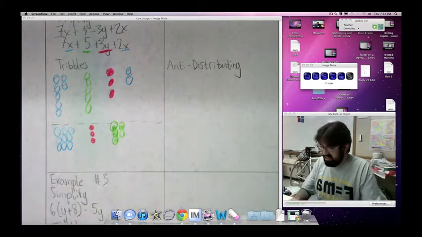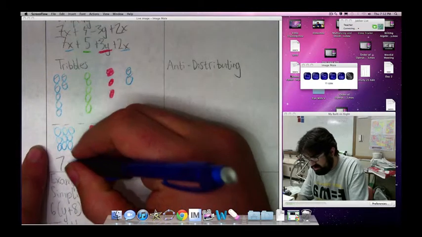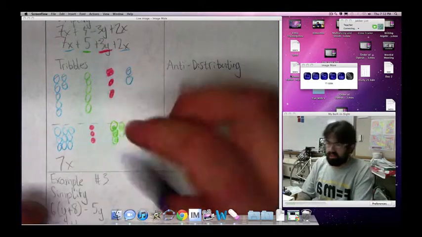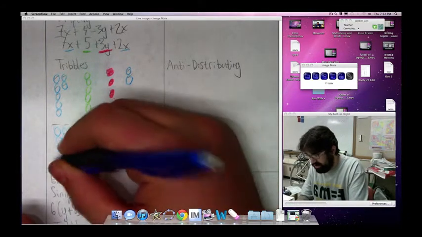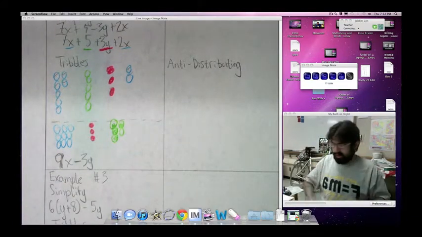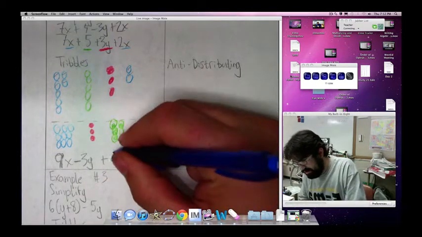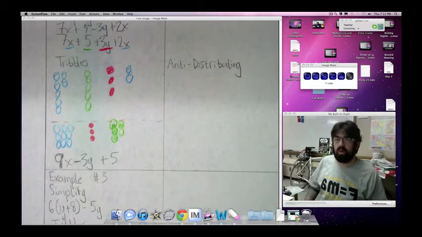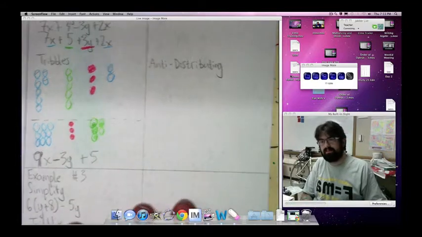Let's just take it as it is. 7 positives, 7, the blue was x, plus negative, but really you're not going to put plus negative. You're going to definitely put minus 3y. By the way, that's 9x, not 7x. Plus, because these are all positive, 5. That's it. So we have 9x minus 3y plus 5. And that's it. Let's go with the anti-distributing.